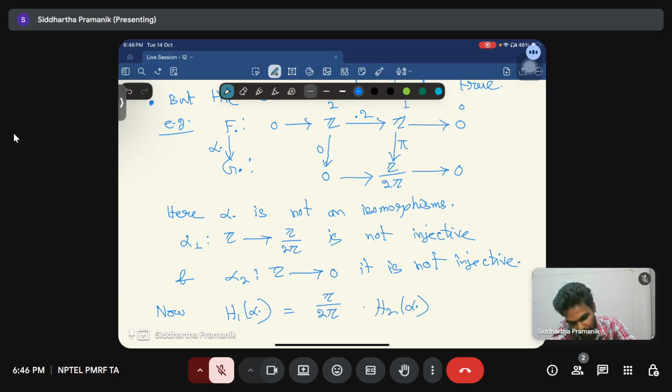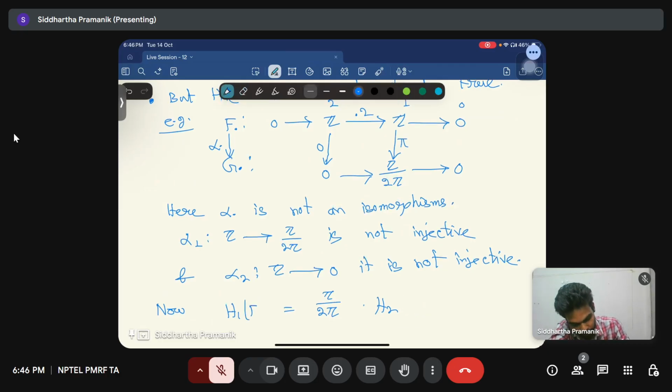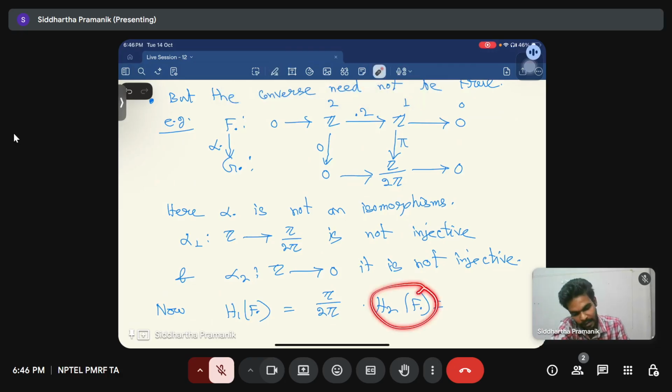Sorry, this is F. Sorry for my wrong notations. So homology at the second position means here, kernel of this map. So this map is injective, so kernel is 0. And image of this map, this is the 0 map, so image is also 0. So this is 0.